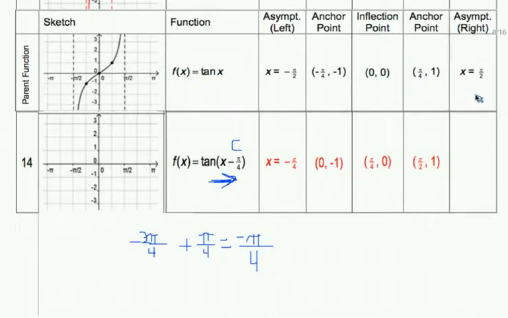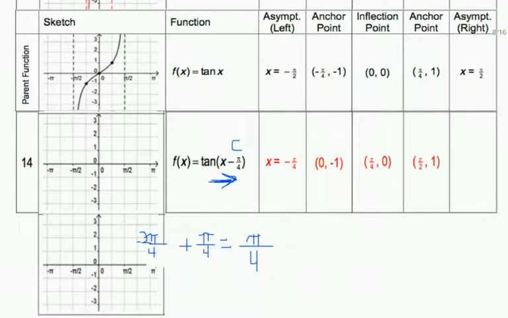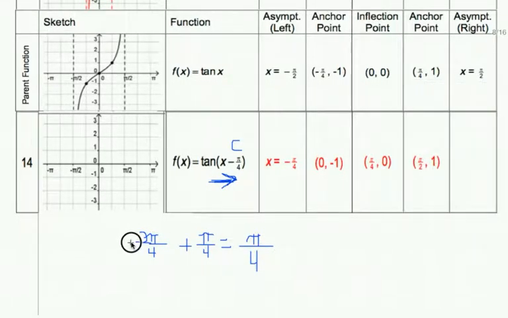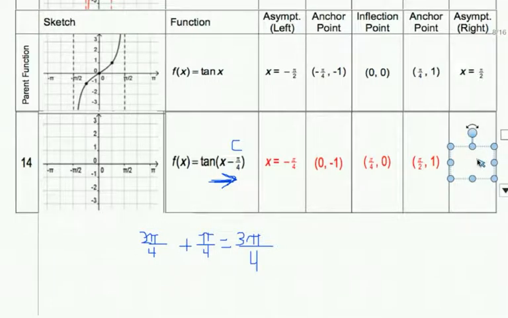Okay, and then positive pi over 2 plus pi over 4, very similar to the situation earlier where we had the negative pi over 4, except we now have positive numbers here. And when you add those together, you end up with 3 pi over 4. Okay, there we go. So those are all of our key points.